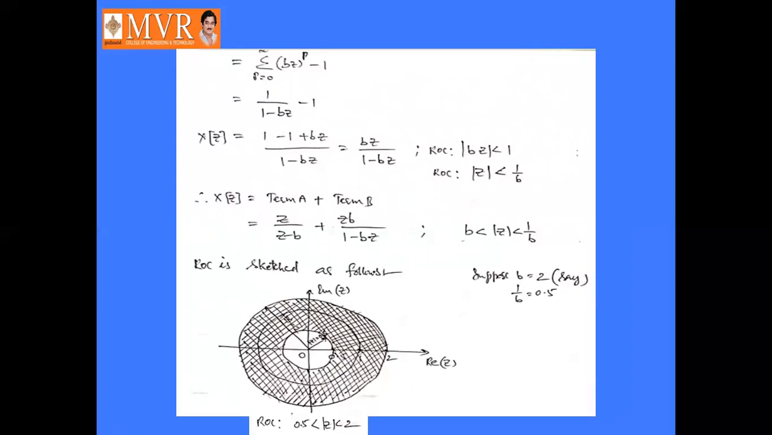So by adding these two terms, X(z) equals z by z minus b plus zb by 1 minus bz. Here the ROC is b less than mod z less than 1 by b.